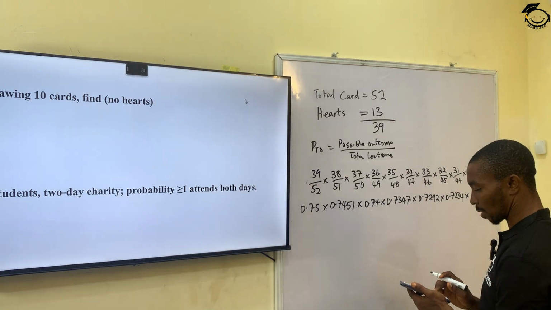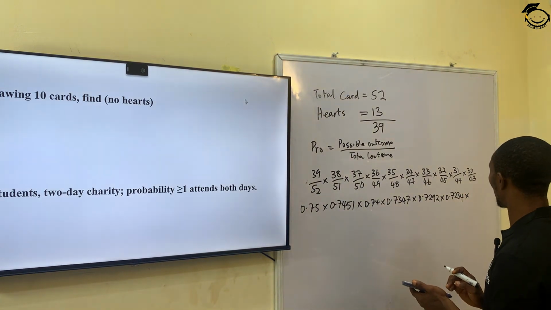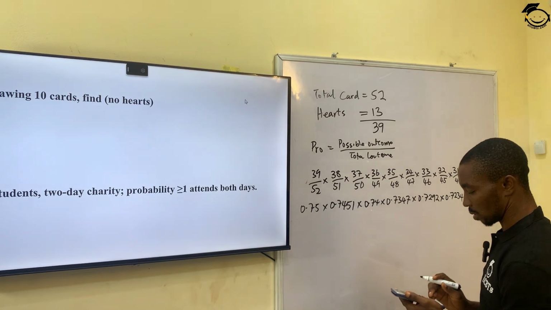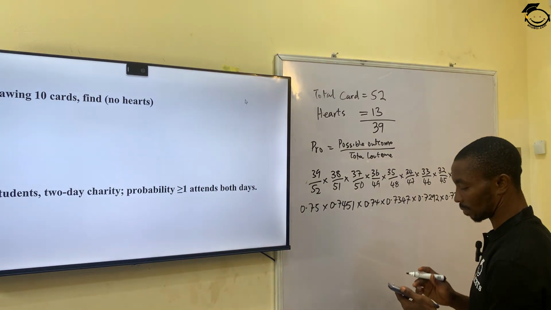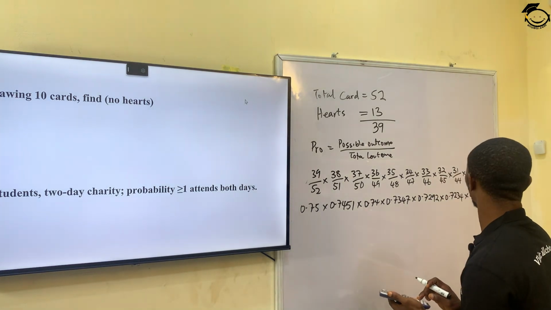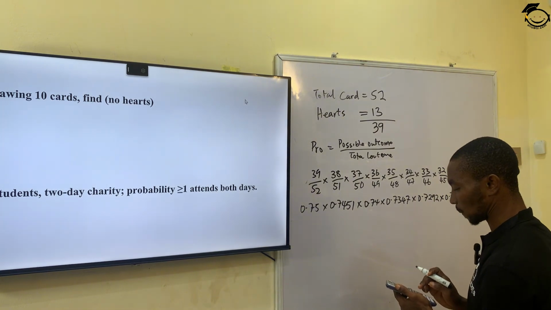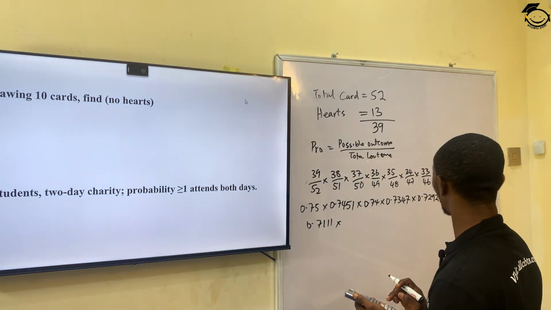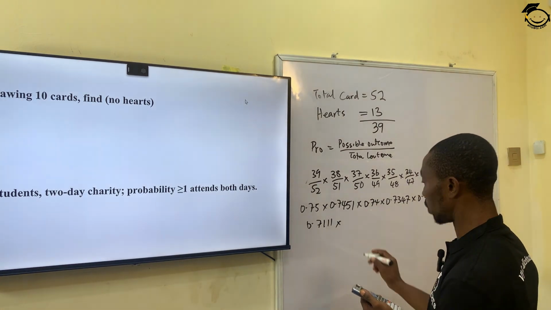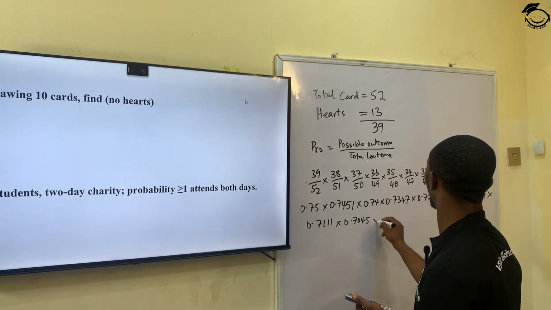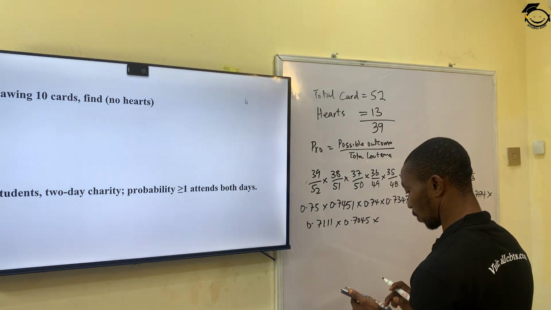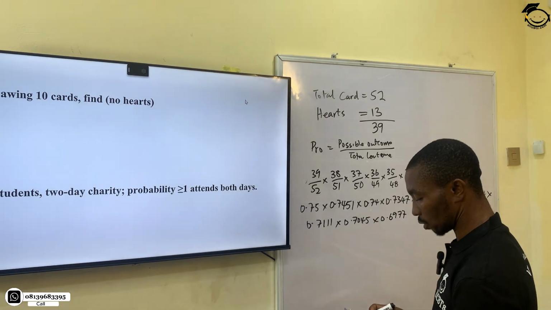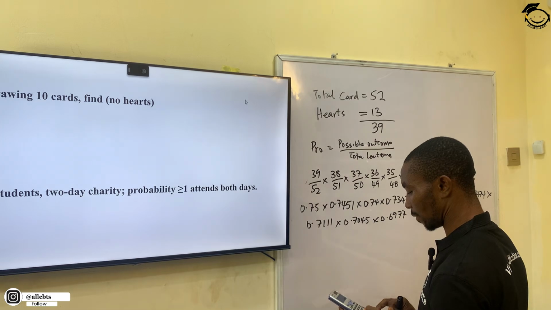times 33 divided by 46, which is 0.7174 times 32 divided by 45, which is 0.711 times 31 divided by 44, which is 0.7045, and times 30 divided by 43, which is 0.6977.